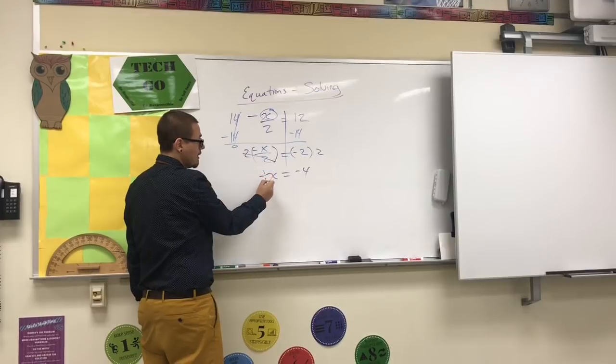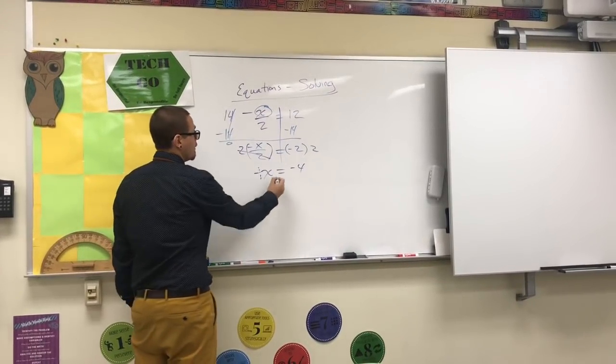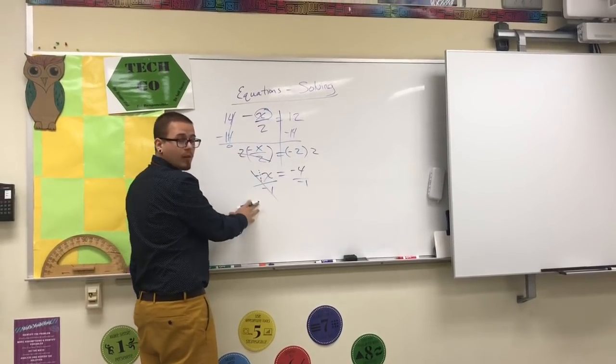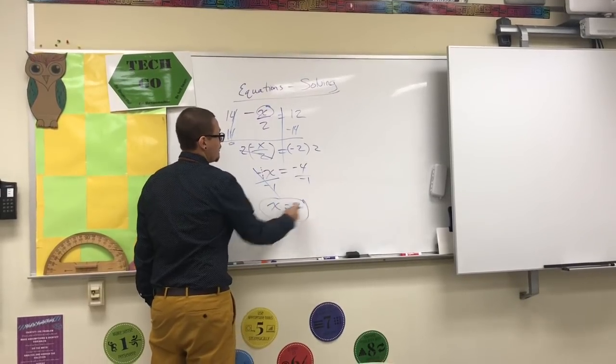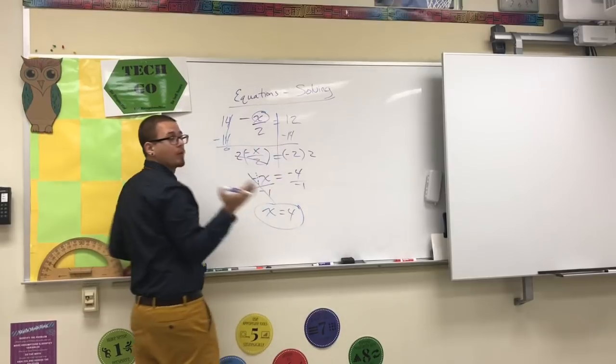This is really -1 times x. So you can either multiply or divide by -1 to remove the negative. A negative divided by a negative is always positive. x equals a positive 4. This number, if you put it in for x, will make the left side equal the right. It will keep it balanced.